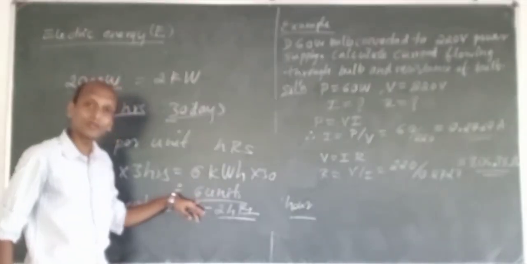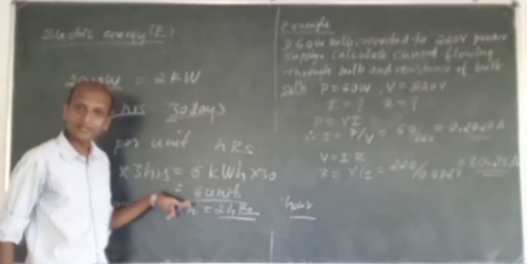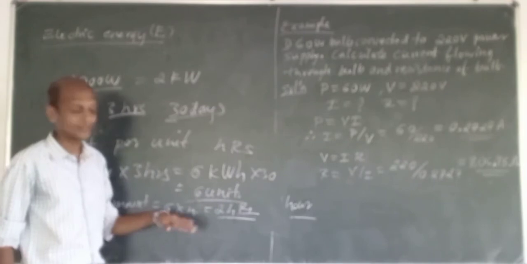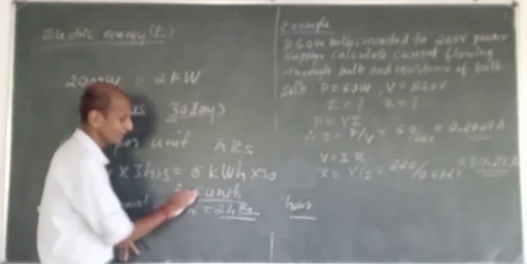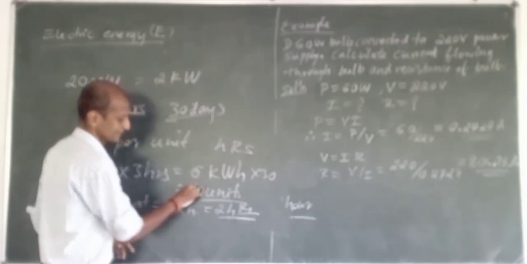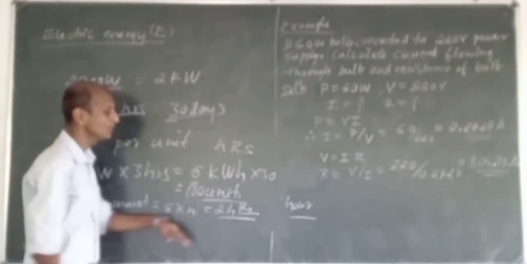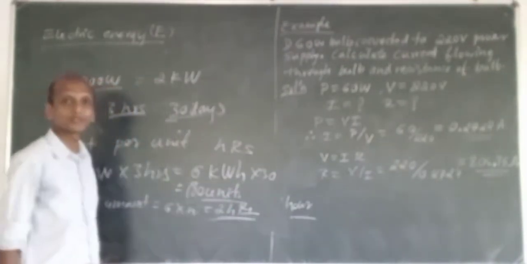I do, I will get it for 1 month, isn't it? Okay, 6 into 30, so you get the result. How much is it? 180 units. Isn't it? Okay, it is 180 units. 180 units into 4, if I multiply, I will get the amount in rupees.